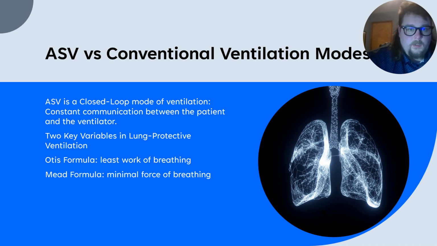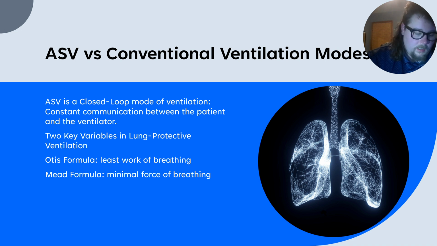The difference between the conventional mode and a closed loop is that the closed loop constantly communicates with the patient and the ventilator. So as the patient's mechanics change, the ventilator settings change and it adaptively works with the patient. If you're not breathing at all, the ventilator does all the work. If you start breathing, the ventilator will assist you with those breaths and safely ventilate you. There are actually two key variables in lung protective ventilation with the ASV. It uses two formulas known as the Otis formula and the Mead formula.